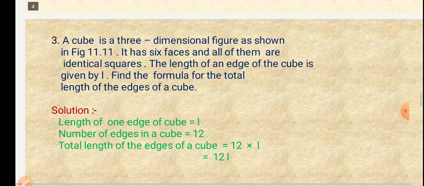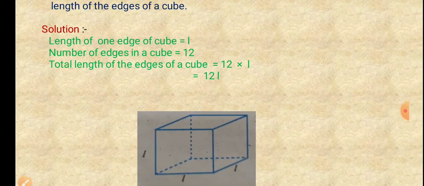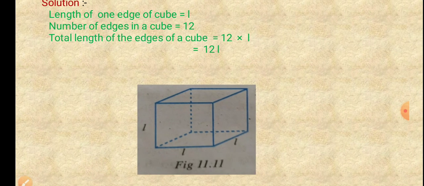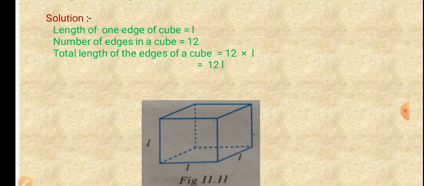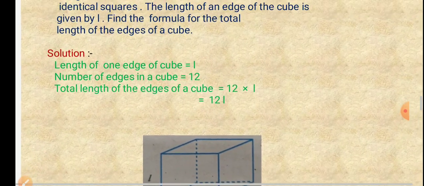A cube is a three-dimensional figure. Here are shown a cube, cuboid, sphere, cone, and cylinder. These are three-dimensional figures. So here the cube is a three-dimensional figure as shown in the figure.